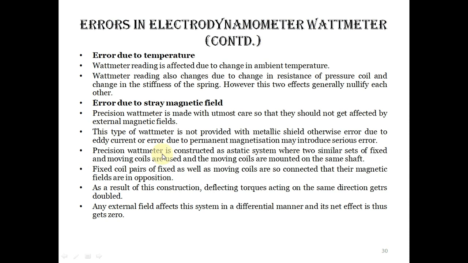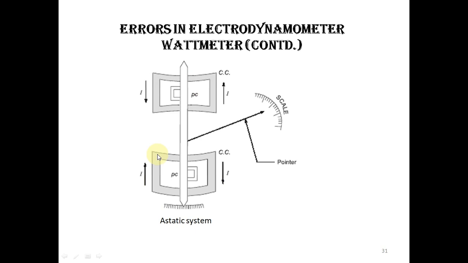So a precision wattmeter is constructed as an astatic system. What is that astatic system? Two similar sets of fixed and moving coils are used, and the moving coils are mounted on the same shaft. This is the diagram: pressure coil, current coil, again pressure coil, current coil. So two sets of each of them instead of one. That's called an astatic system.